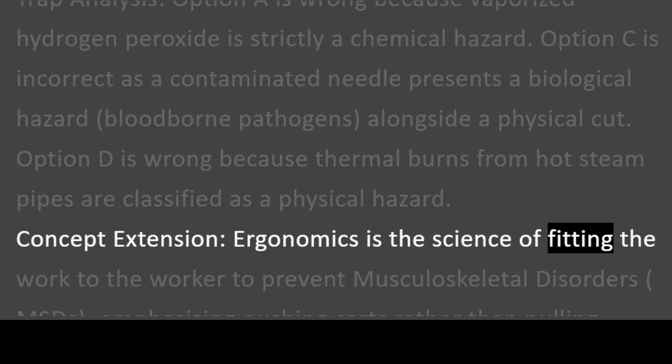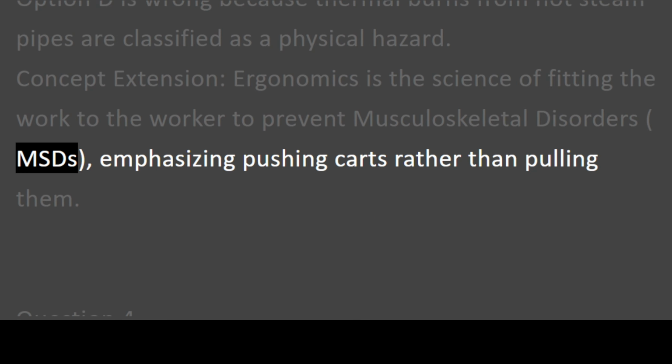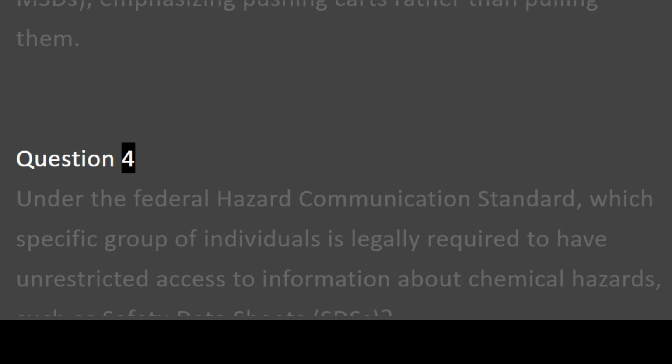Ergonomics is the science of fitting the work to the worker to prevent musculoskeletal disorders, MSDs, emphasizing pushing carts rather than pulling them. Question 4.